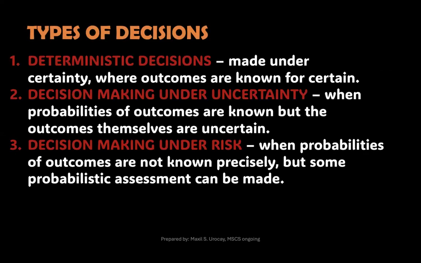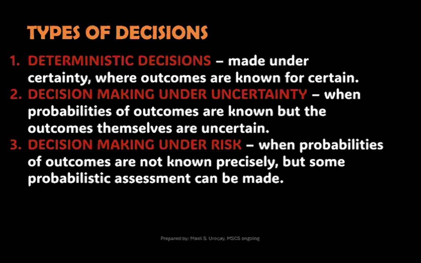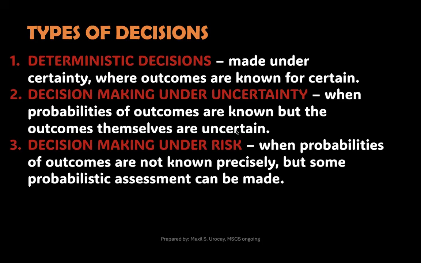So there will be types of decisions as well. The common types of decision will be the deterministic decision, then decision making under uncertainty, and decision making under risk. When we say deterministic decision, they are the decisions which are made under certainty. Everything is known, where outcomes are known for certain. That means everything is fully defined.